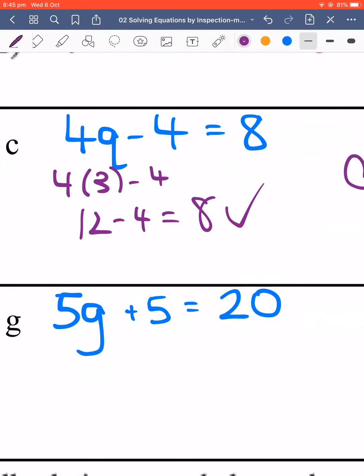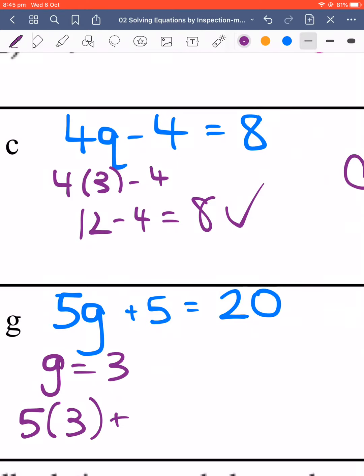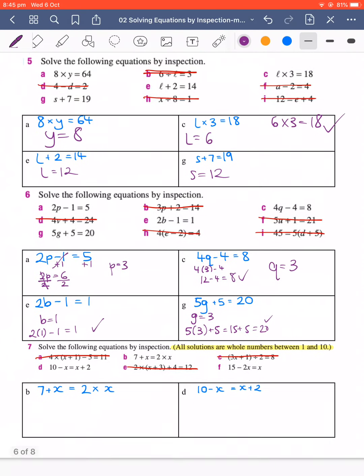So we've just found our answer for this one. My value of G is actually 3. And again, substituting it back in to double check, we've got 15 plus 5 does indeed give me 20. Okay, keep going with these ones.